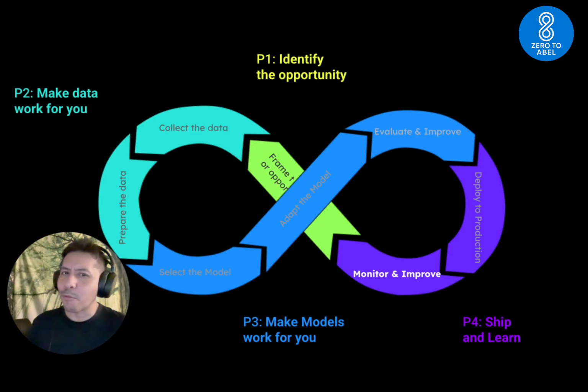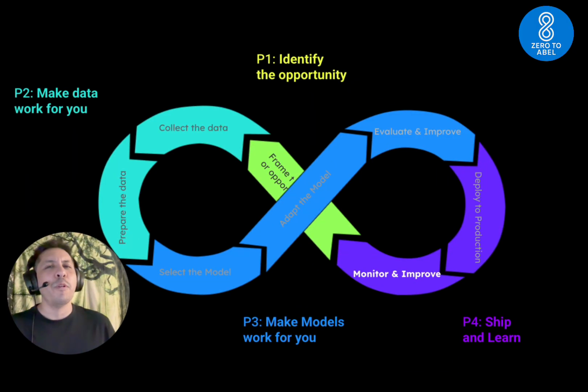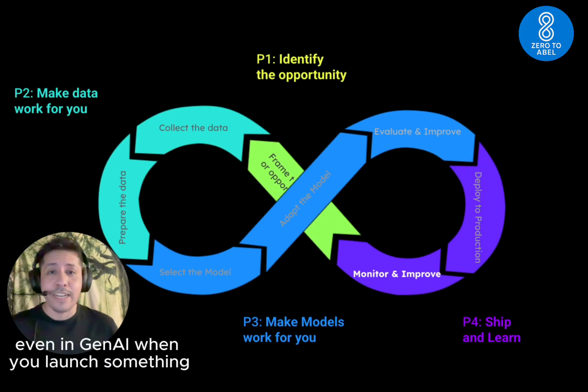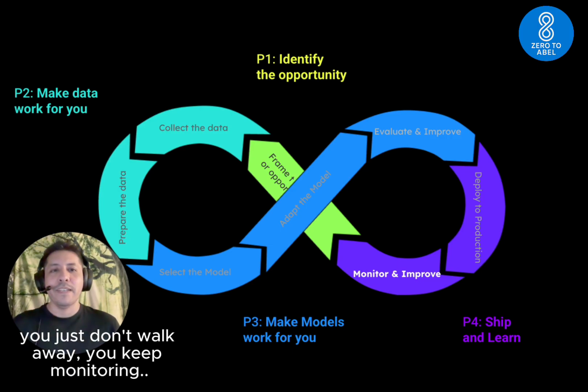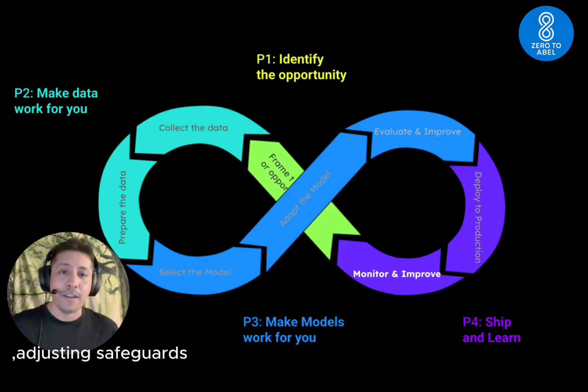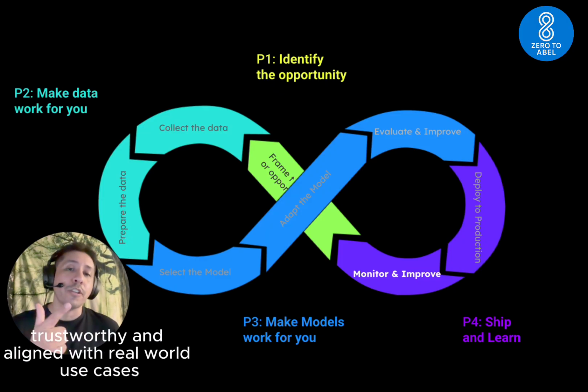But automated metrics weren't enough. Clinical experts flagged answers that were technically correct, but missed the right tone or skipped a nuance in the criteria. And care navigators gave us feedback on usability also. What sounded too complex, what felt unclear, what felt clear, and where the matches didn't quite land with the patient's profile. This is continuous evaluation and iteration. Even in GenAI, when you launch something, you don't just walk away. You keep monitoring, tuning prompts, refining logic, and adjusting safeguards. That's how the system stays accurate, trustworthy, and aligned with real-world use cases.